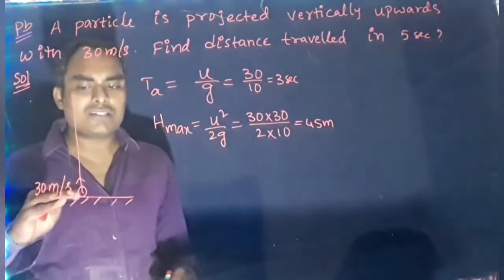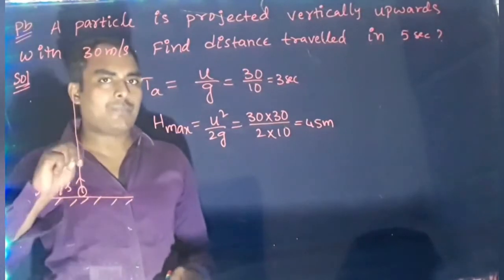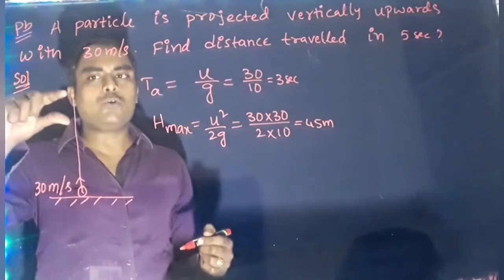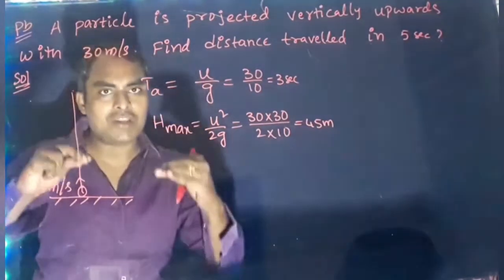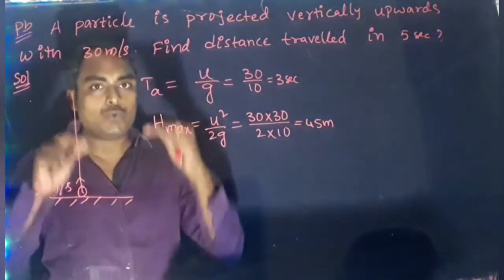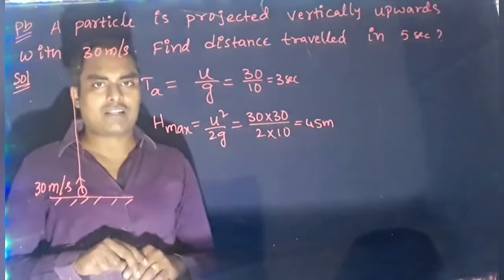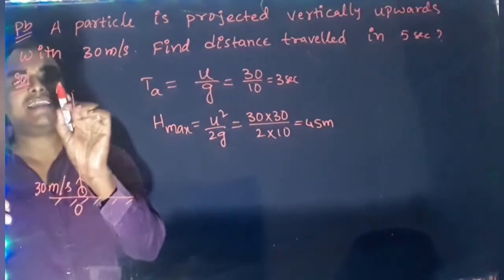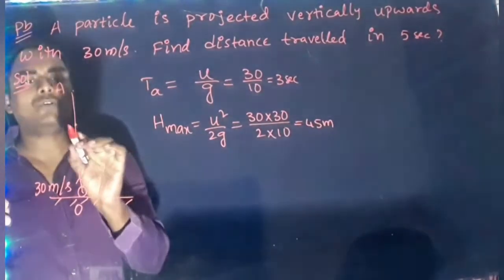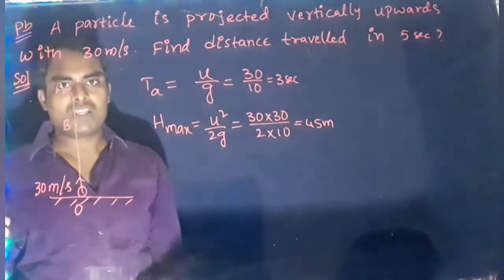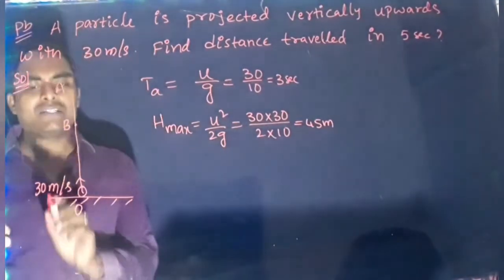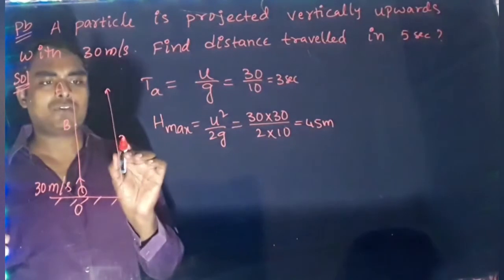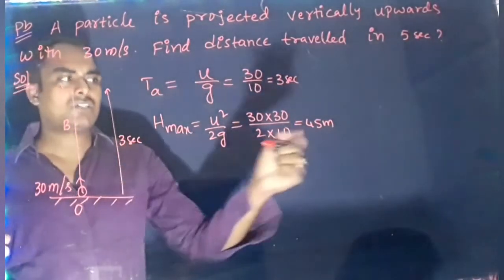So this is the distance travelled while going up in 3 seconds. Next, out of 5 seconds, 3 seconds it will go up. Next 2 seconds it will be coming down. So in 2 seconds how much distance will it travel? If you take this as OA, now it will come to some point B. So first in 3 seconds it is going up. So this is in 3 seconds. How much distance did we get?